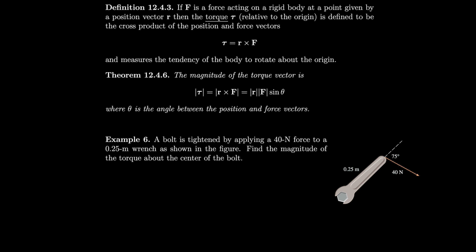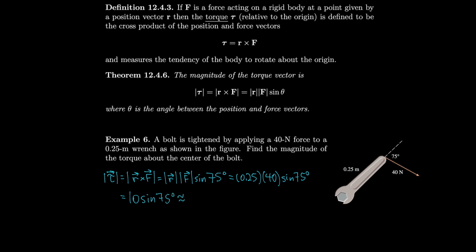As an example, let's say we have a bolt. It's tightened by applying a 40 Newton force to a 0.25 meter wrench as shown in our figure. Let's find the magnitude of the torque about the center of the bolt. So the magnitude of tau is equal to the magnitude of r cross F. That's just the magnitude of r times the magnitude of F times the sine of the angle between them, which it says is 75 degrees. So that equals 0.25 times 40 times the sine of 75 degrees, which equals 10 times the sine of 75 degrees, approximately 9.66 Newton meters.